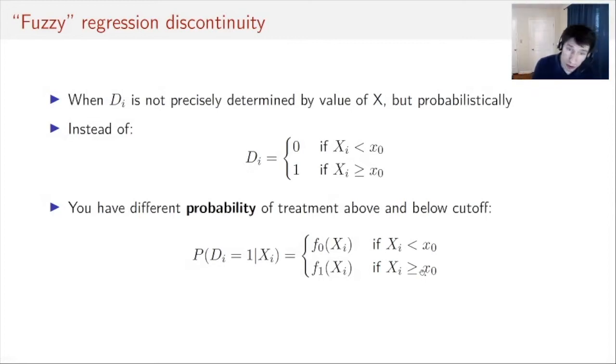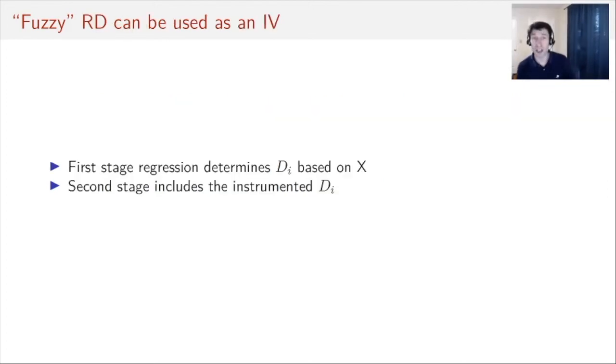So as you see, the principle is the same, except that you don't really have a clear, sharp determination for your treatment. So in the case of a fuzzy RD, what do you do? Well, you can just think of that as an instrumental variables design, which is also why I wanted to remind you about the instrumental variables design at the top of this lecture. So the first stage regression would be the one that determines Di based on X, and the second stage regression would include your instrumented Di.